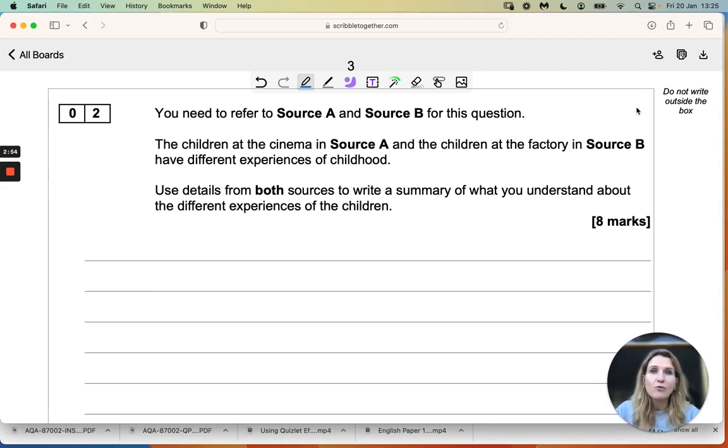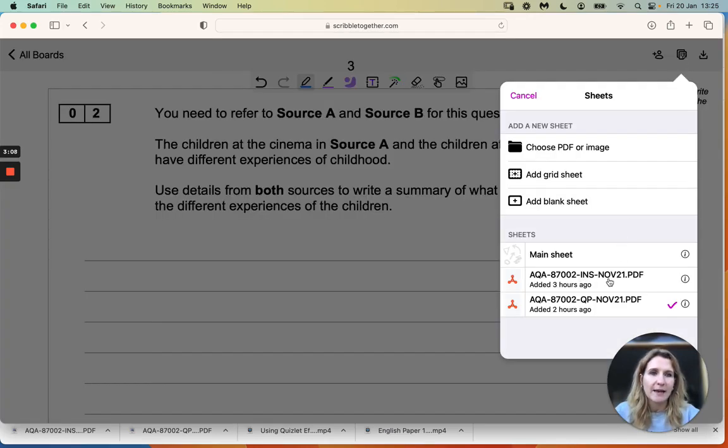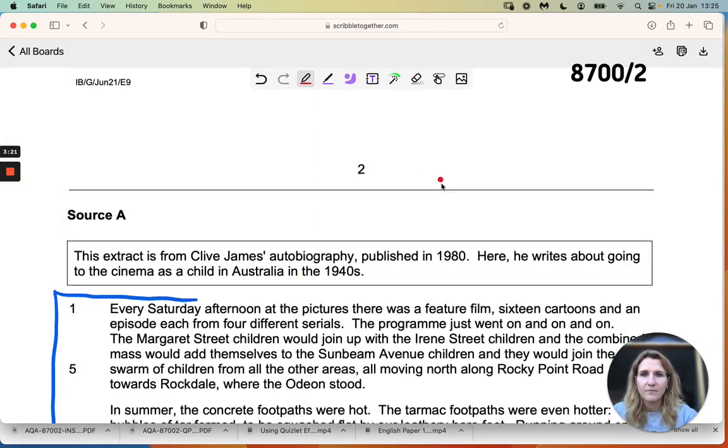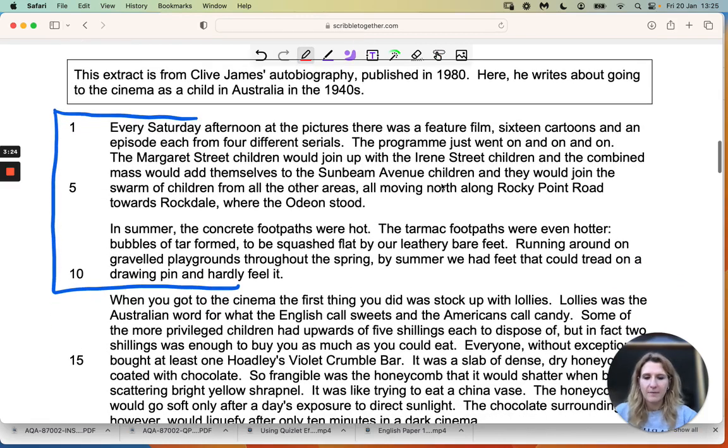Now remember, we've not even read these extracts in their entirety yet. The only thing that you've read is for question 1, lines 1 to 10 on source A. So let's go back to that. So we're looking at the experiences of the children at the cinema in source A. Okay. The experience of children going to the cinema. So we can get something from the beginning. Every Saturday afternoon, there was a feature film. The program went on and on and on. The street children would join up with the Erling children. The combined mass would add themselves to the other children. They would join a swarm of children. So, there's a combined mass. There's swarms of children. So they're all together.